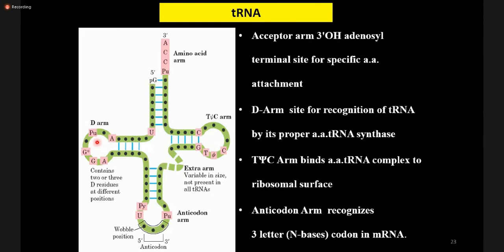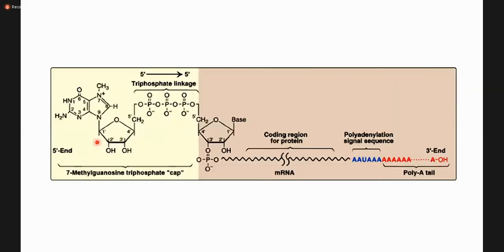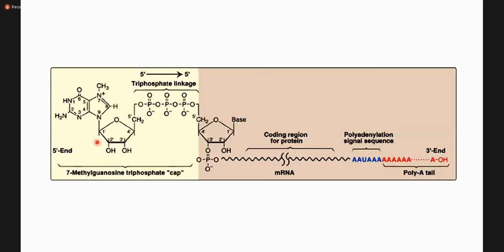So without going into detail, we'll proceed to the messenger RNA. Now, the messenger RNA, as the name suggests, helps in decoding the message. As you can see, it's just a diagrammatic representation taken from your booklet and card.